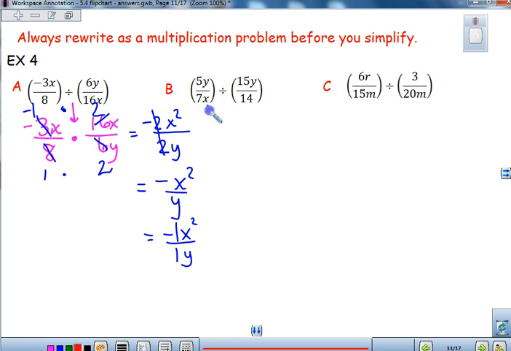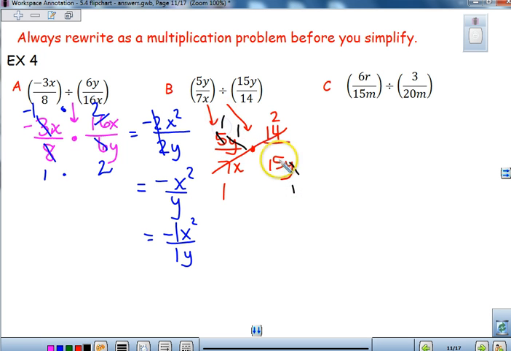In example B, first thing we're going to do, keep the first fraction the same, 5y divided by 7x, times the reciprocal. What is our reciprocal? 14 over 15y. Oh, this is looking nice. Looks like we can do some simplifying. Again, the 7 and 14, 7 goes into 14 twice and into 7 once. They both have a y in both the numerator and denominator, so y over y is the same as 1 over 1. 5 goes into 5 once and into 15 3 times.